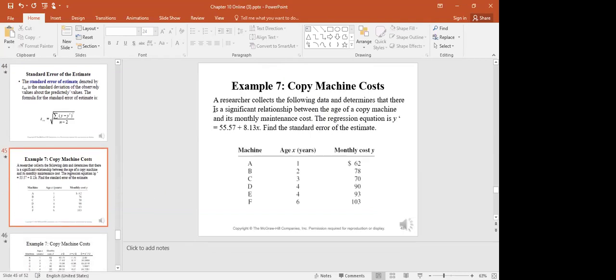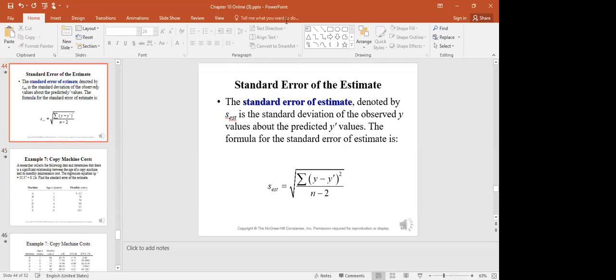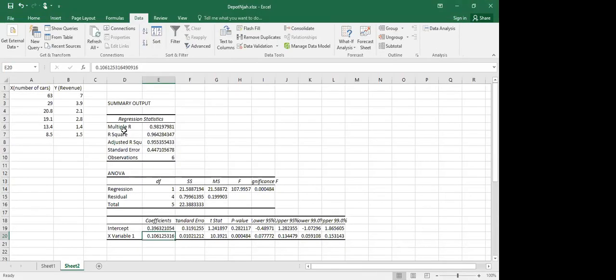Let me go back to the example we did before and look at the Excel output. Here we have r equal to 0.982, the correlation coefficient. When you square it, you get r squared, which is the coefficient of determination. The standard error is here, 0.447.